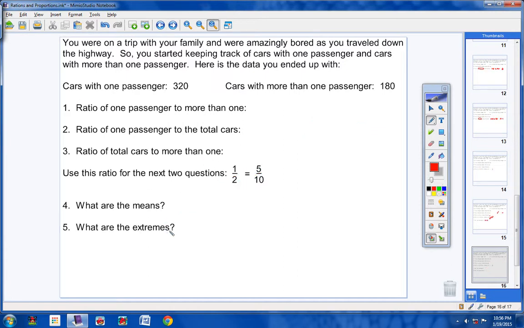Now, what are the extremes? Well, the extremes are up here. So 1 and 10 are the extremes. Now, like always, students, if I'm going too fast, just have the supervising teacher pause the video, okay? Make sure you're staying on top of your notes. So that is the extremes.